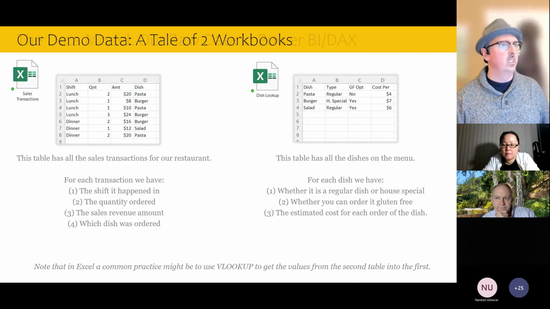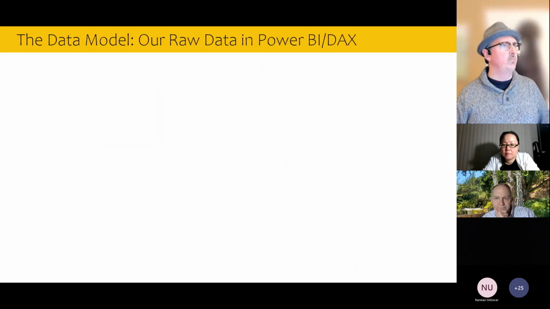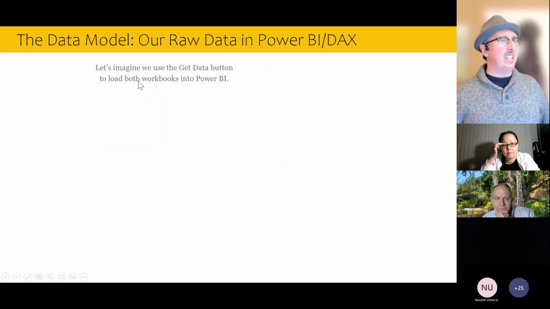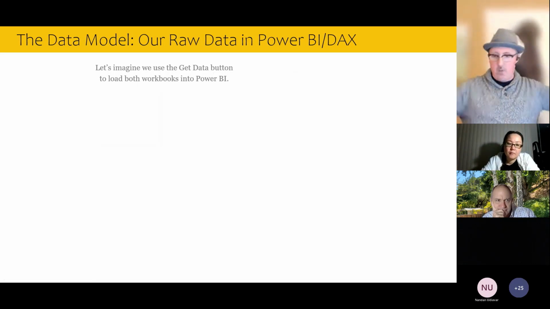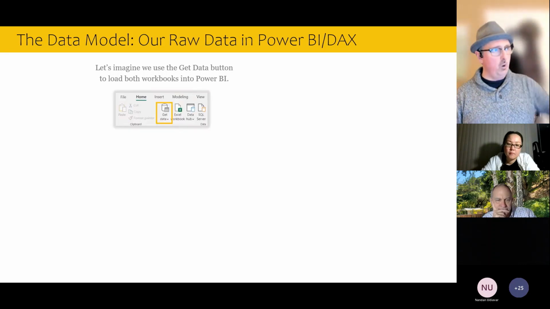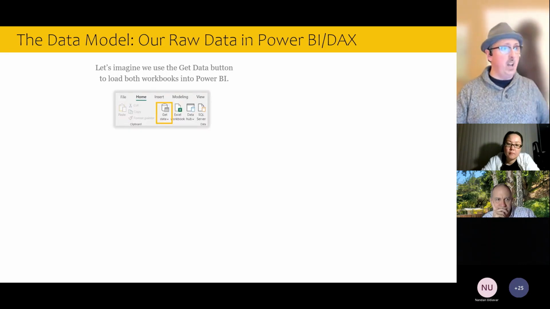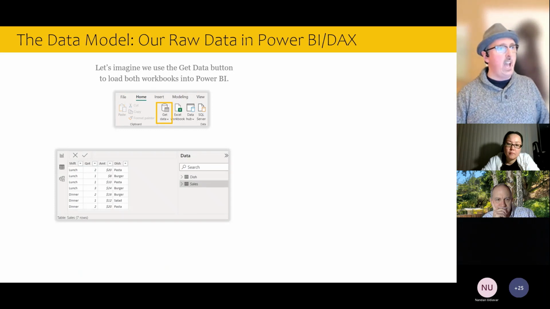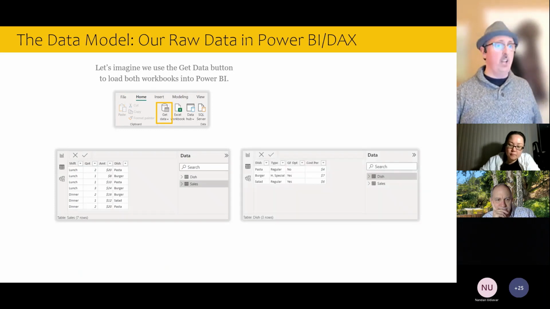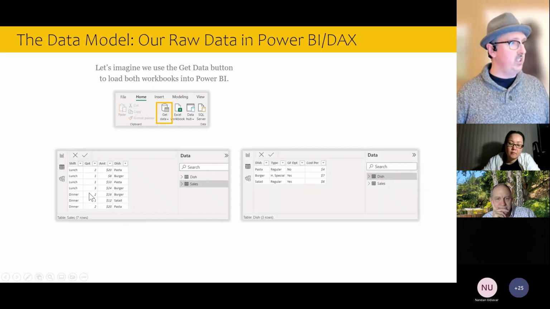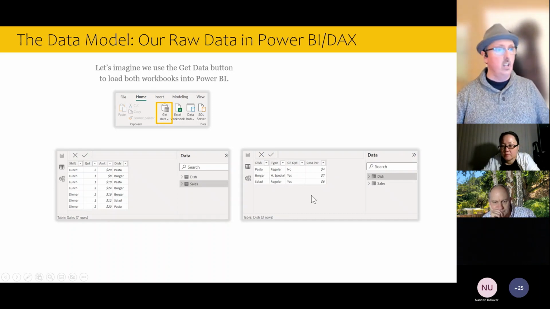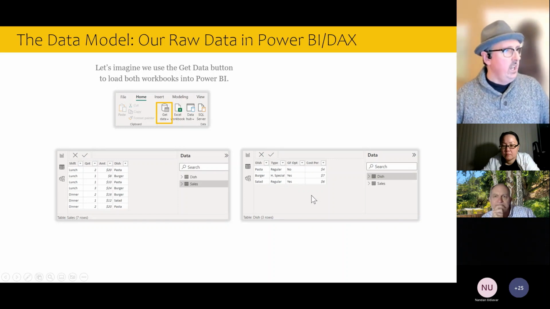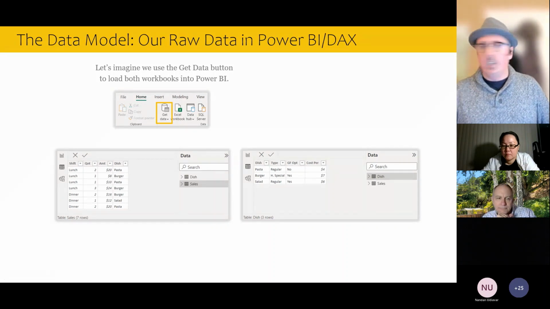Okay. All right. So let's imagine we're going to use the Get Data button inside of Power BI to load both of those workbooks into the data model in Power BI. So we go into Power BI, we hit the Get Data button, and we load the first table and we load the second table into Power BI. So these are the tables as they exist in the data model inside of Power BI. This is sort of the raw data.